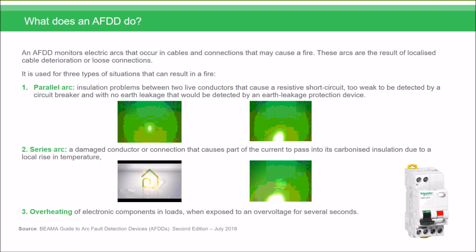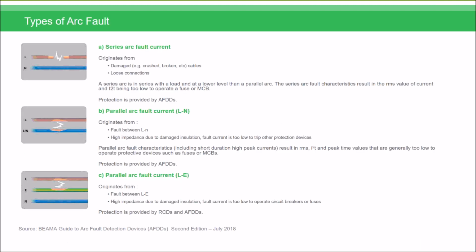So you can see at that point the carbon buildup starts to conduct the electricity, the arcs increase, and then you can get a risk of fire at that poor connection or the bad termination. And that's a series arc that can be caused within a connection point itself. What we'll do is move on to the actual different types of arc fault in detail.